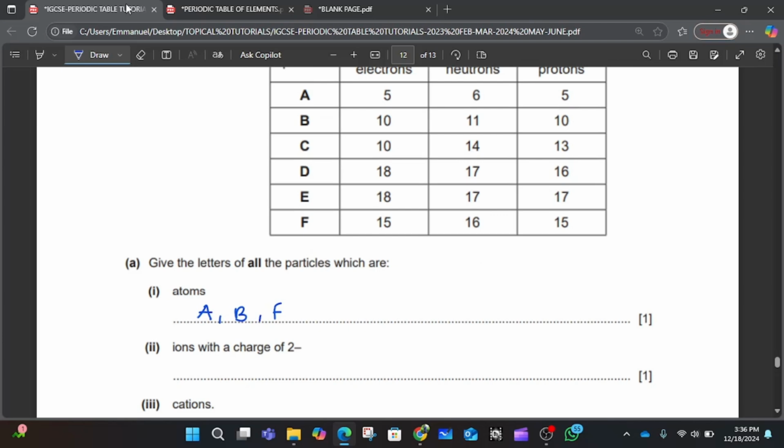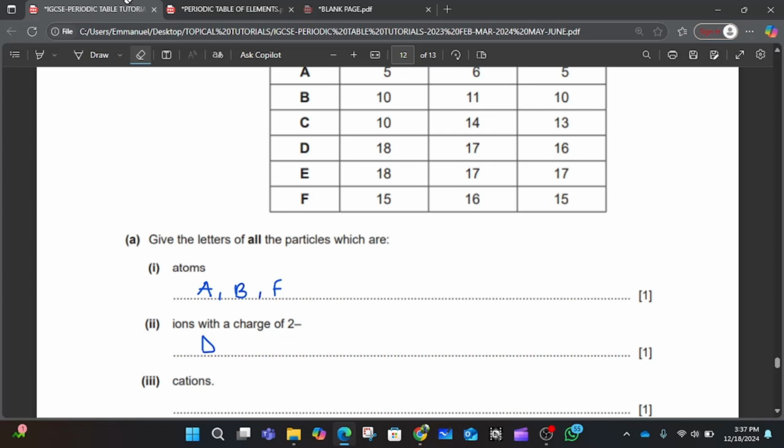II. Ions with a charge of -2. So for this one, it means that the atom has gained 2 more electrons. So we are supposed to see the number of protons 2 less than the number of electrons, or the number of electrons must be 2 more than the number of protons. And when we look through, we can see that for D, the number of electrons is 18 and protons is 16, which means D has 2 more electrons than protons.